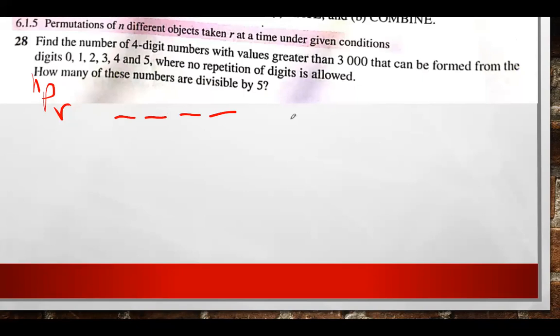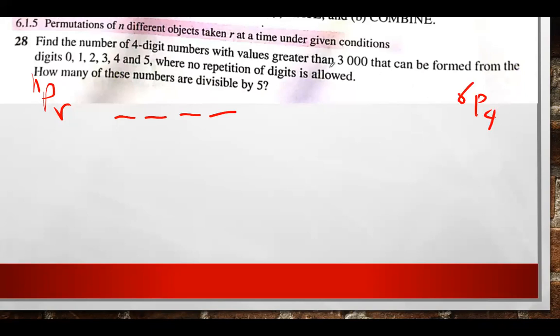5 kah? We have 6 numbers altogether. Okay, 0, 1, 2, 3, 4, 5. So there's 6 numbers, but you only want to choose 4 and you want to permutate. Now, if there are no conditions, kalau dia tiada syarat, then it will be just 6P4 lah. Okay, but now the problem is there is a syarat.